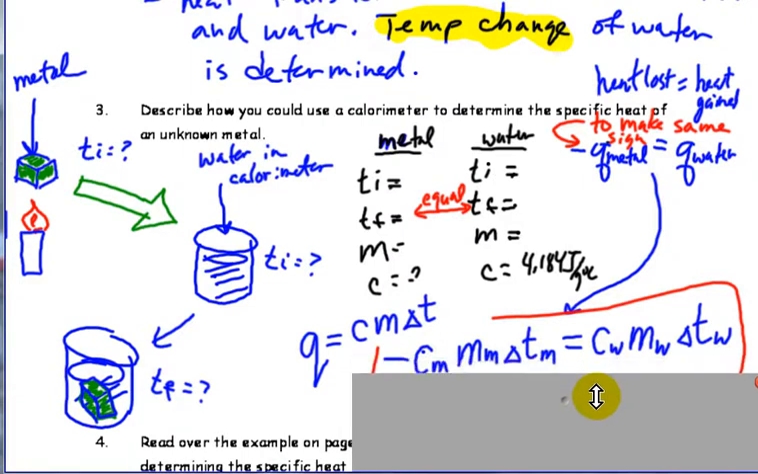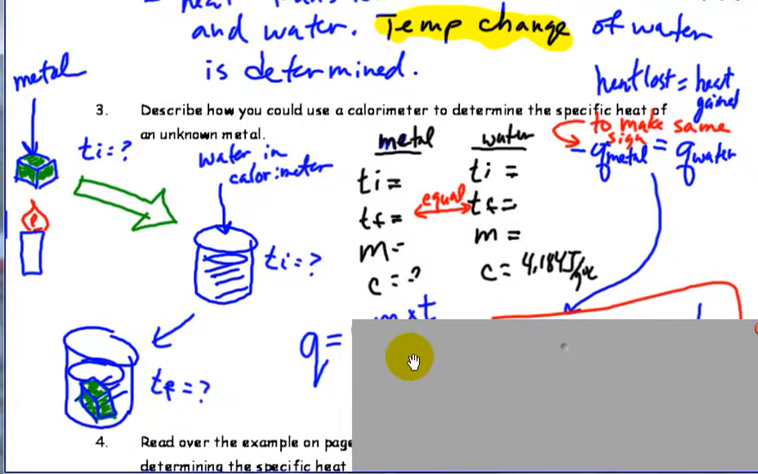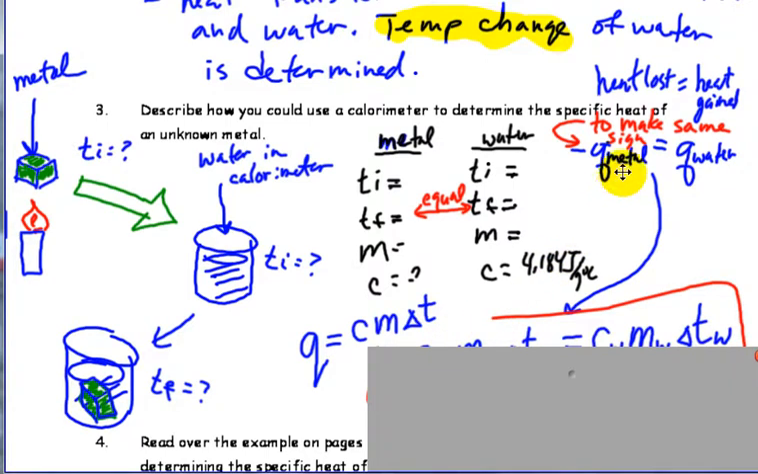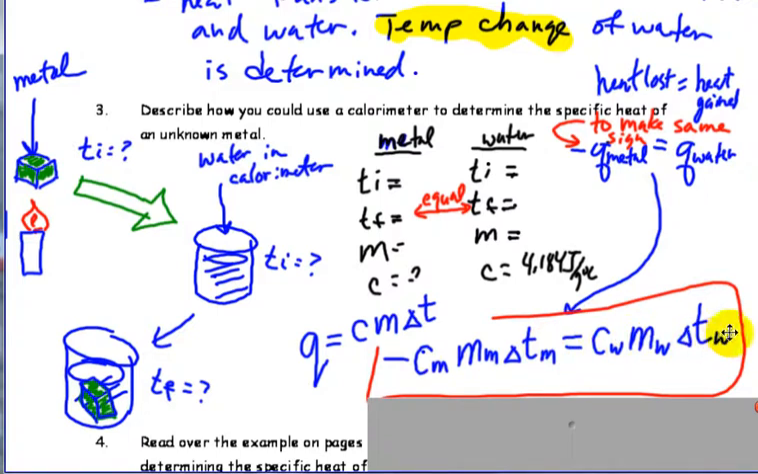Since Q is equal to cmΔT, negative Q equals Q, so I can say negative cmΔT equals cmΔT, with the left-hand side pertaining to the metal, and the right-hand side pertaining to the water. So the cmΔT is the specific heat of the metal, mass of the metal, temperature change of the metal, equals the specific heat of water, the mass of water, the temperature change of water. Okay? And we'd be able to figure out all of those things. The only unknown would be the specific heat capacity of the metal.